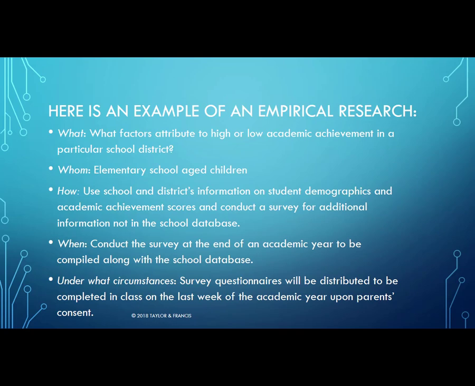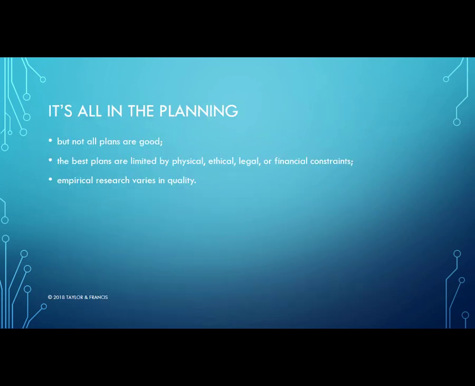So here's an example of an empirical research. What factors attribute to high or low academic achievement in a particular school district? Whom? You're looking at elementary school aged children. How? Use school and district information on students' demographics and academic achievement scores. Conduct a survey for additional information not in the school database. When? You're going to conduct the survey at the end of an academic year to be compiled along with the school database. Under what circumstances? Survey questions will be distributed to be completed in class on the last week of the academic year upon the parents' consent. Okay? So it's all in the planning.